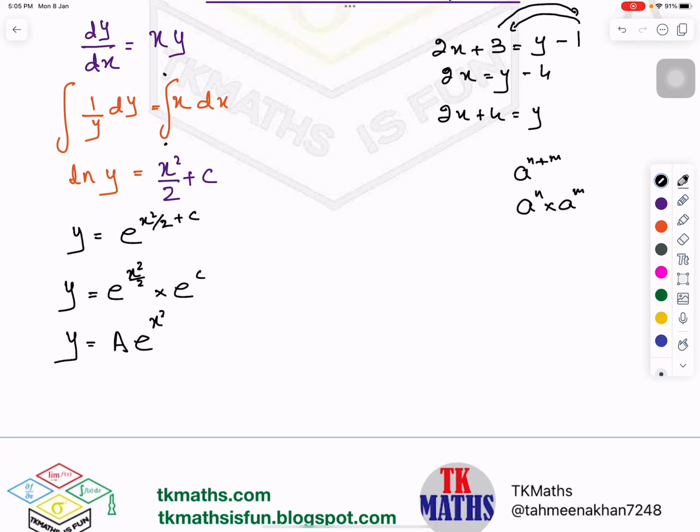Now a question may come, why again? When there is an equation, generally we do not write it like this. Yes or no? Generally we do not. We always write in a simple form. So that's why instead of e to the power c, I'm writing another constant a. So this is my general solution of the differential equation.